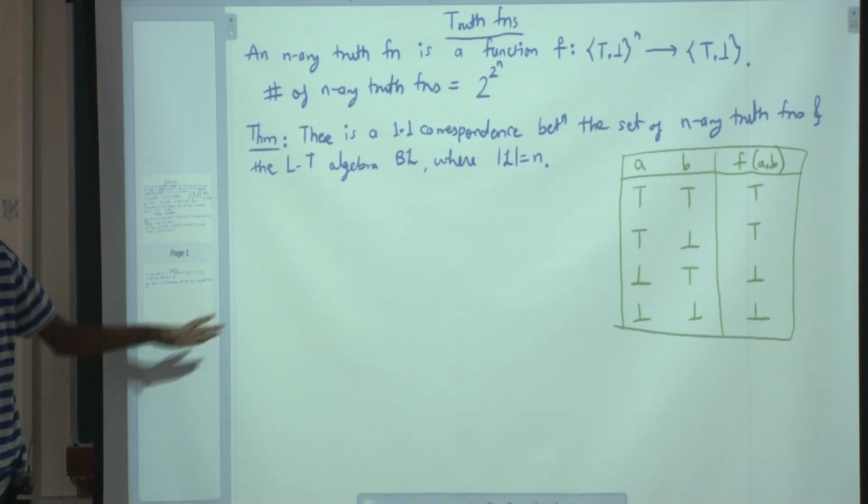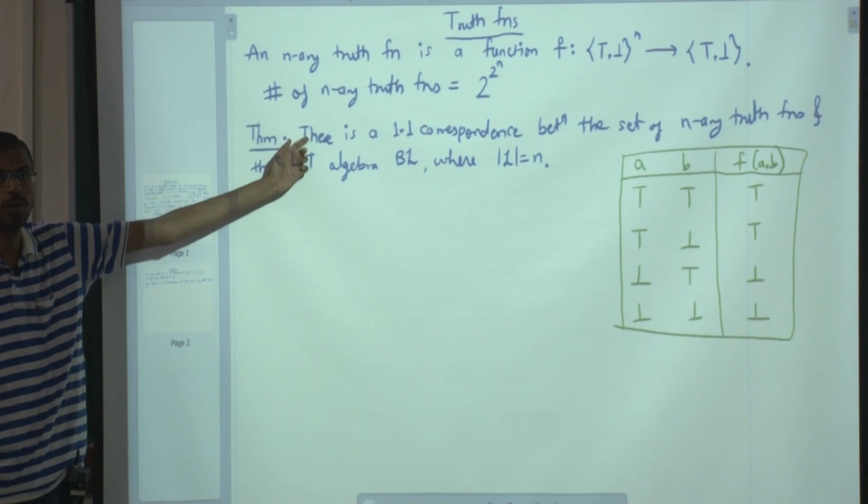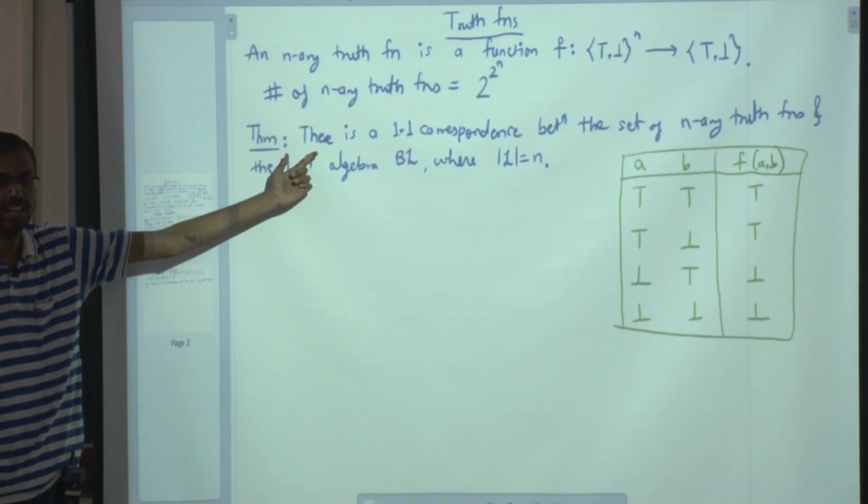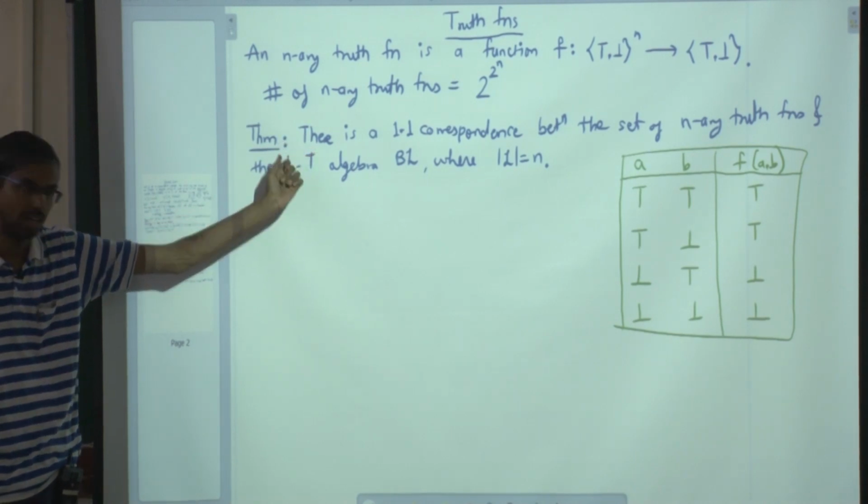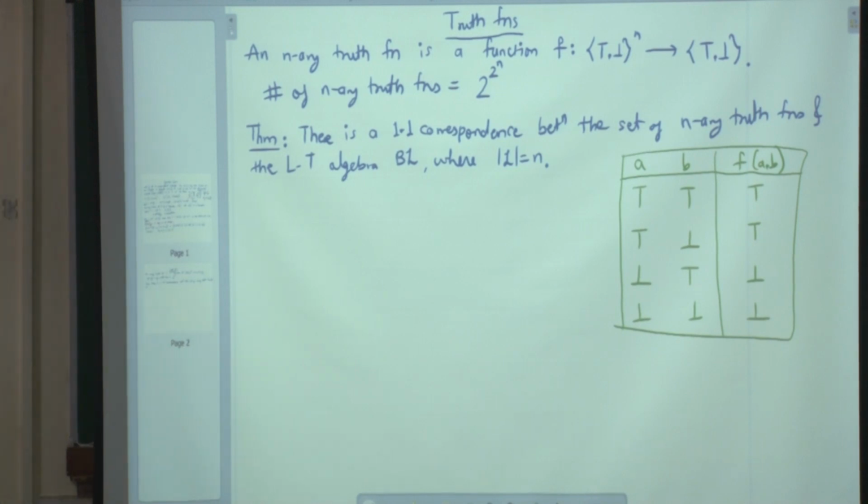This is my graph of the original function. Do you understand that this table describes a truth function? What is n here? 2. Okay, good. So n is 2. So for all different values of ordered pairs A comma B, I am describing what is f of AB.